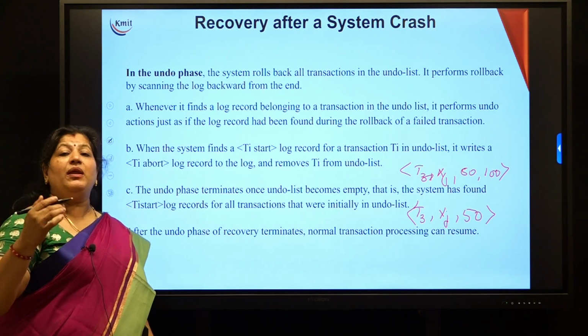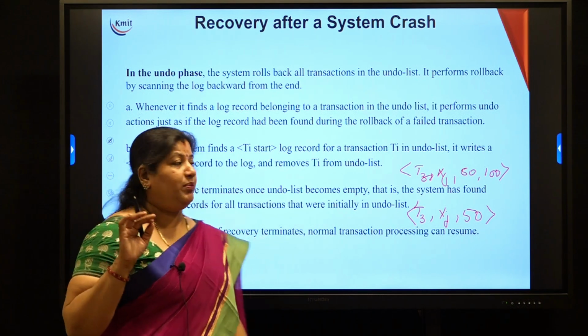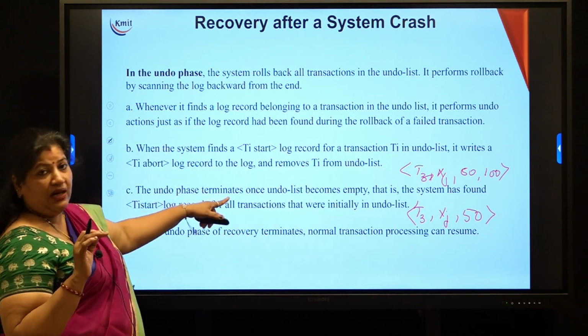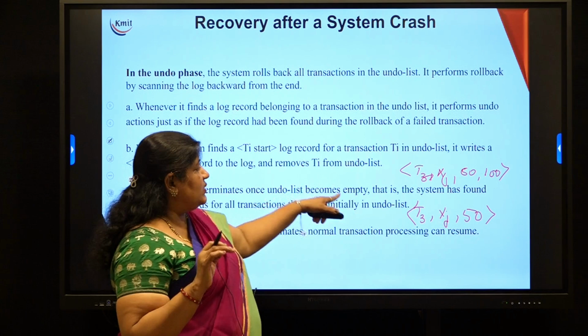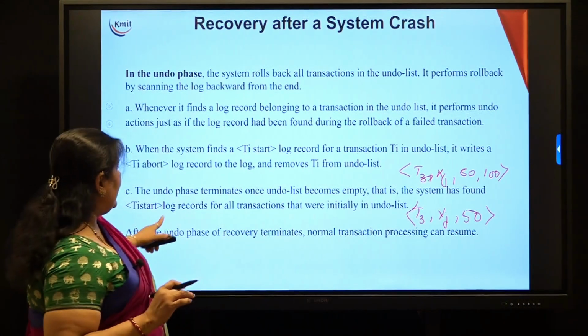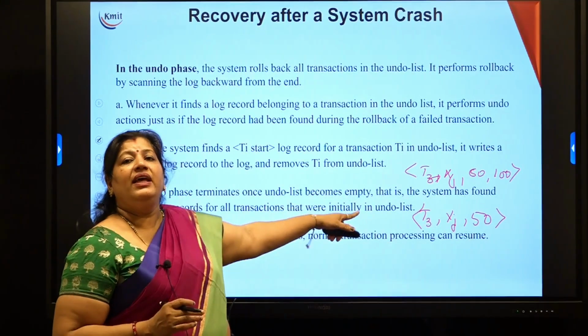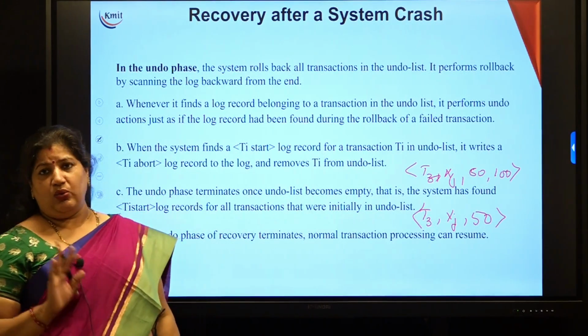This has to be repeated till you complete all the transactions from the undo list. So the undo phase terminates once the undo list becomes empty. That is, the system has found the Ti start log record with respect to all transactions that were initially there in the undo list.